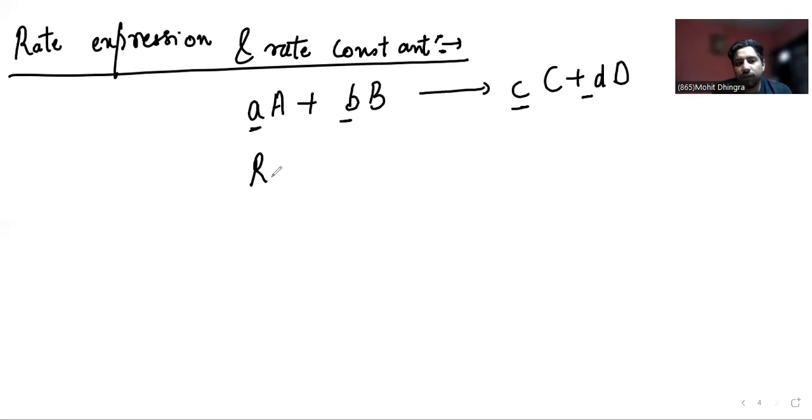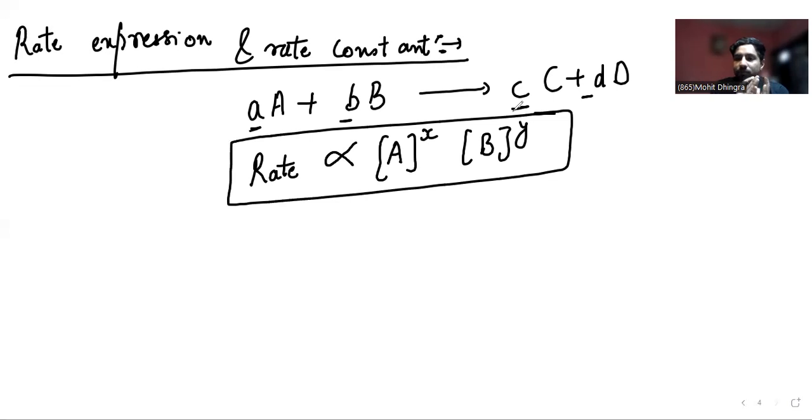Now the rate of any reaction is directly proportional to A to the power x and B to the power y. Now what are this x and y? See, at time T1, the reaction started. At that time, its stoichiometric constants were a and b. Now, after some time, at T2, these changed. And that's why I have written x and y. This a and b, the stoichiometric constants, can be equal to x and y or they cannot be. x and y may or may not be equal to a and b.